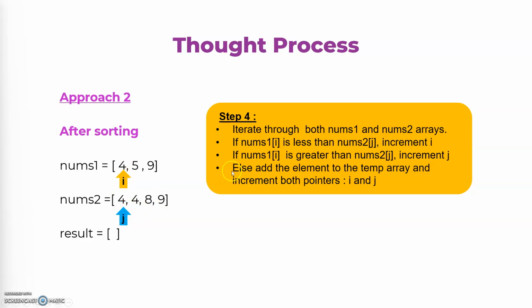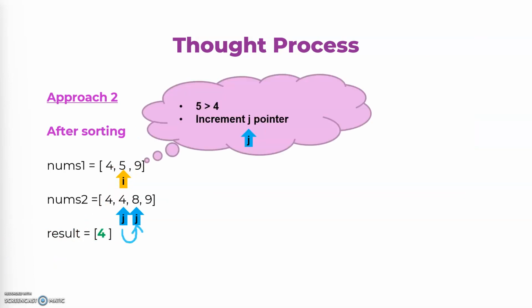Otherwise, it means both elements are identical, which in this case is 4 and 4. So we will push this because 4 is an intersecting element. We are going to push this 4 into the result array, and we will increment both pointers. So in this step, we can push 4 in here. After that, we will increment both the i and j pointers. So that's what we have done. Now let's keep checking.